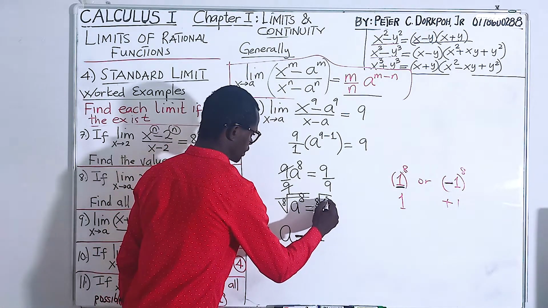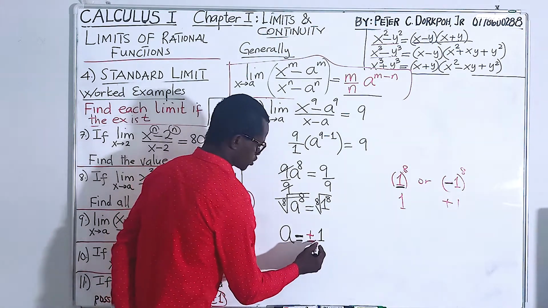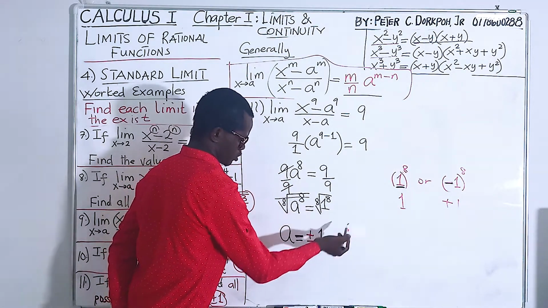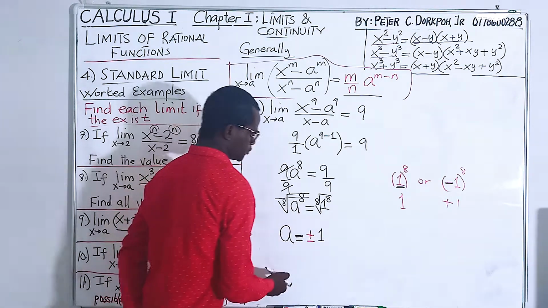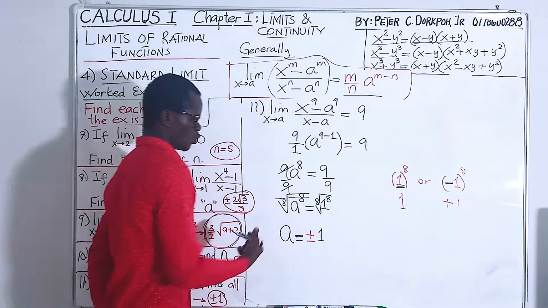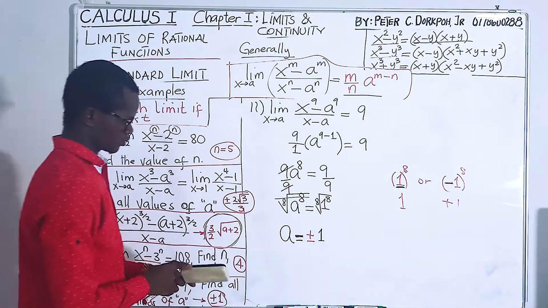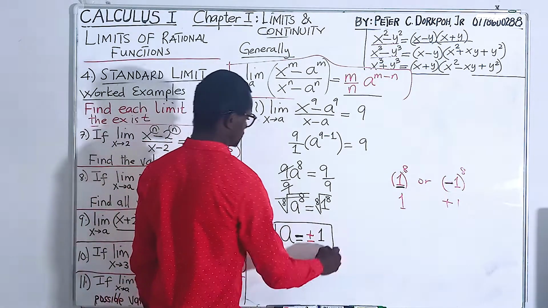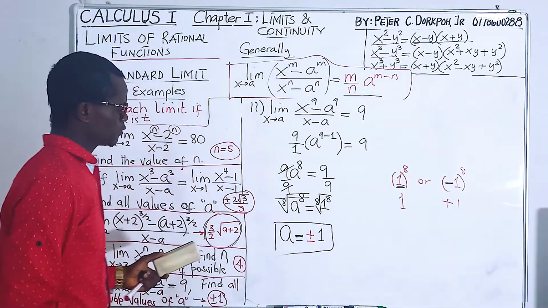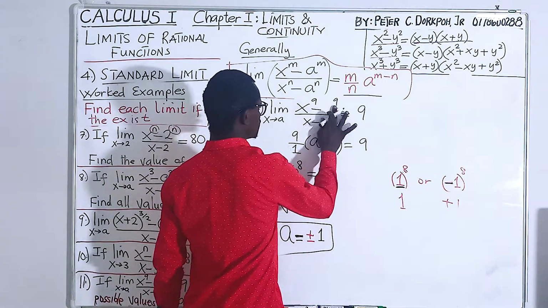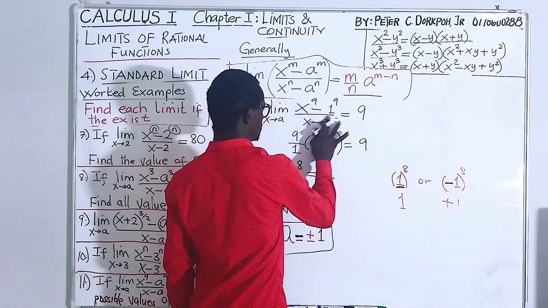Because this is just 1 to the 8th power, right? Plus 1 to the 8th power will give you 1. Minus 1 to the 8th power will also give you 1. So that's the reason why we have plus or minus 1 as our answer. So it's just simple. Take 1 and put 1 here. You put 1 here, right? Replace this one with positive 1.